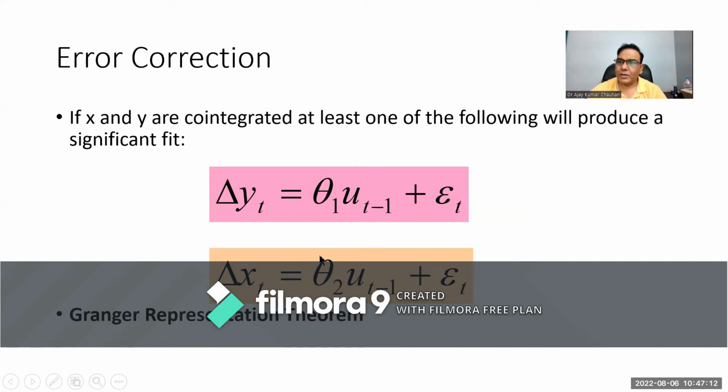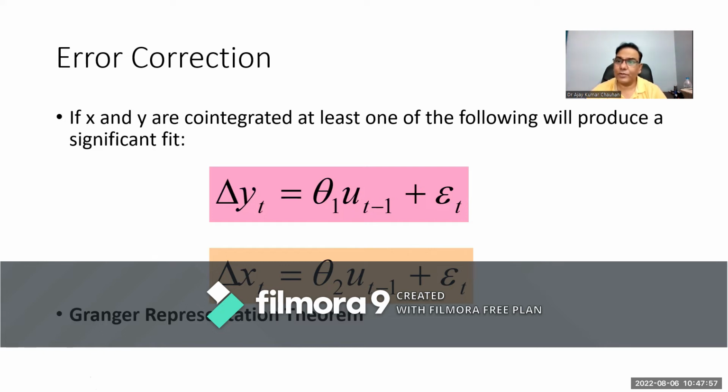It depends upon theta 1 and theta 2. If theta 1 is very high, it means y is correcting this error. If theta 2 is very high, then x is correcting this error. So we will run both the equations and find out which variable is actually correcting the error. These equations are known as the Granger representation theorem, and these equations are known as error correction models. Whenever you want to apply cointegration, the error correction mechanism is the soul of the technique.